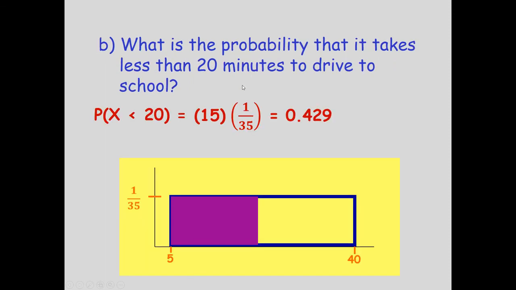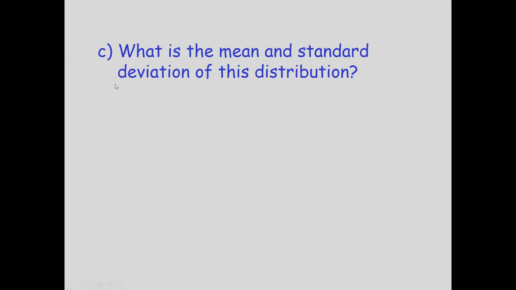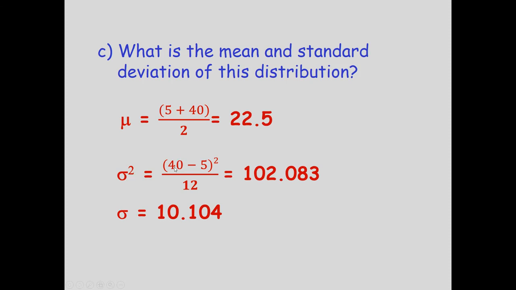Finally, for this situation, it wants us to find the mean and the standard deviation for that distribution. As long as you wrote down your formulas, you just do your endpoints, so 5 plus 40 over 2. That's the average. I'd like them to say minutes because it has a unit, but that's fine, 22.5 minutes. And the standard deviation formula is the upper bound minus the lower bound, b minus a squared over 12. And then that is the variance. I said standard deviation. That's the variance, sigma squared. To find standard deviation, you just square root it. So square root of that. It gives you 10.104.